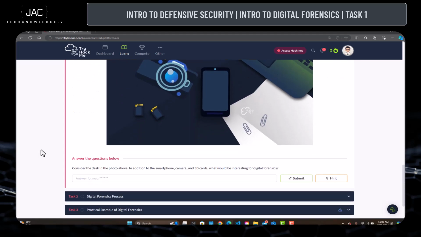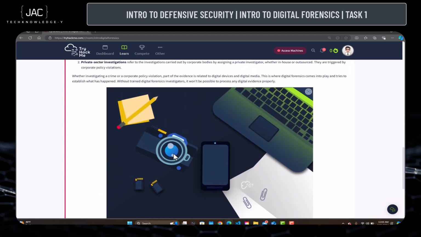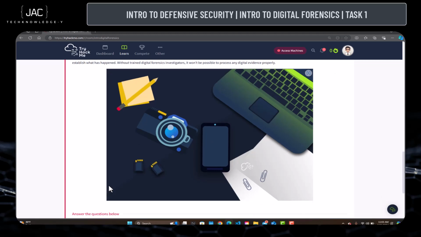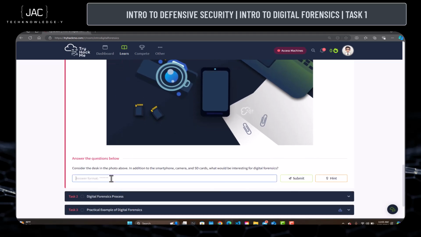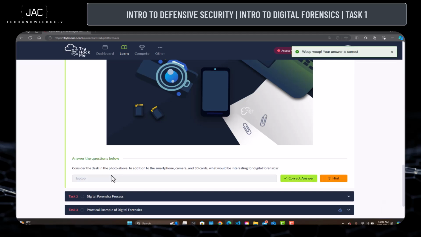So our question for today, consider the desk in the photo above, in addition to the smartphone, camera, and SD cards. What would be interesting for digital forensics? So we got the camera, the phone, the SD cards, some papers and paper clips, and I would go ahead and assume it's going to be that laptop right over there. So we're going to go ahead and type that in. And hit enter. Boom, there we go.